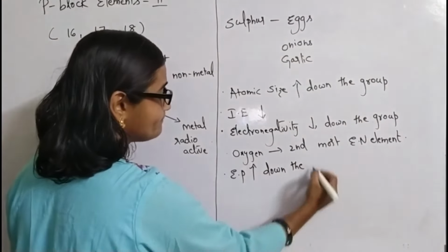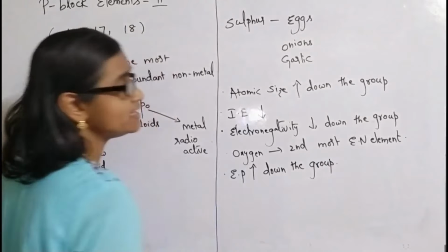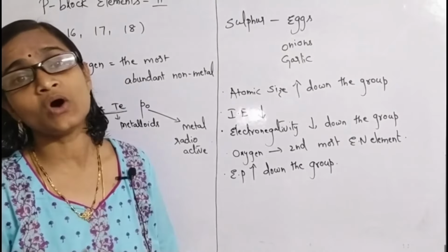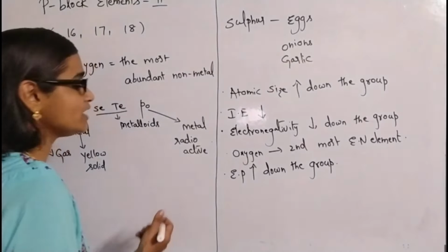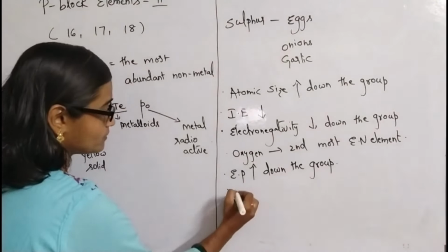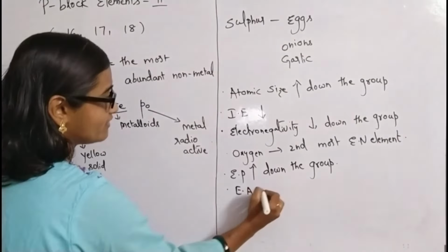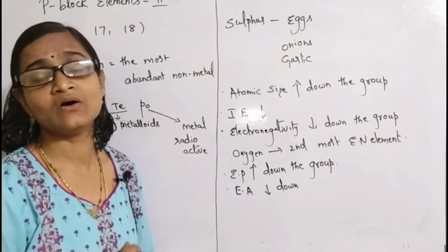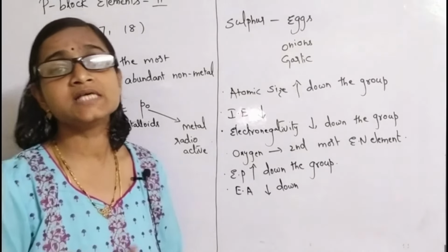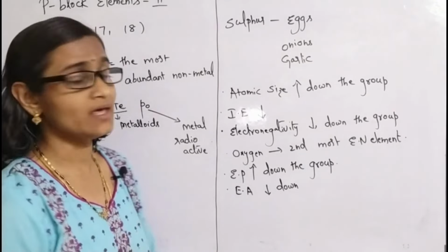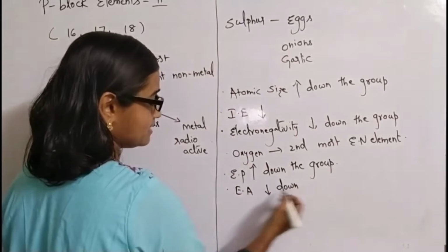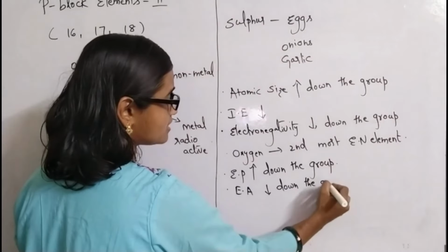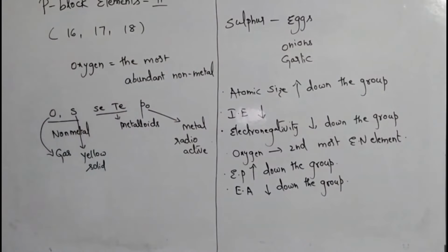And electron affinity is what? The energy released when an electron is added to the valence shell of a neutral gaseous isolated atom. You call it electron affinity. Okay, electron affinity also decreases down the group. Like electronegativity, electron affinity also decreases down the group because it is a property of non-metals. Electron affinity and electronegativity are properties of non-metals. So electropositivity increases, while electron affinity and electronegativity decrease down the group. Okay, so this is about the periodic properties of that group of elements.